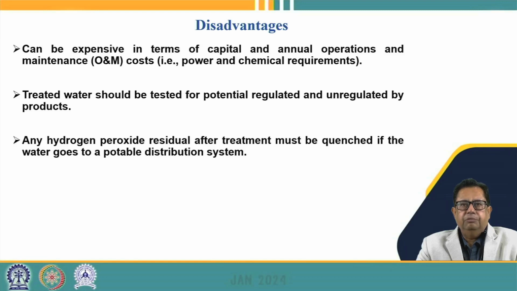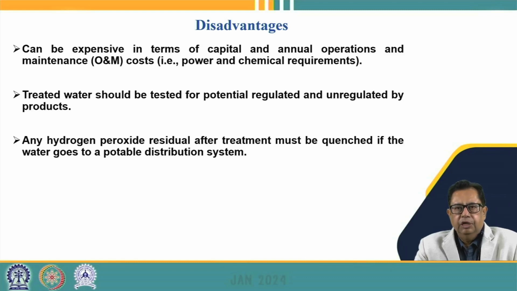Similarly, the treated water can be tested for potential regulated and unregulated products, as the treated water may contain very small amounts of micropollutants which may be left if it is not treated properly. So we have to test the water or wastewater before it is used or disposed of in certain water bodies. And similarly, we should also quantify if we are using hydrogen peroxide. We should see that hydrogen peroxide residuals are not remaining in the water, and they must be properly quenched before the water goes to a potable water distribution system or before the water goes into the disposal system.